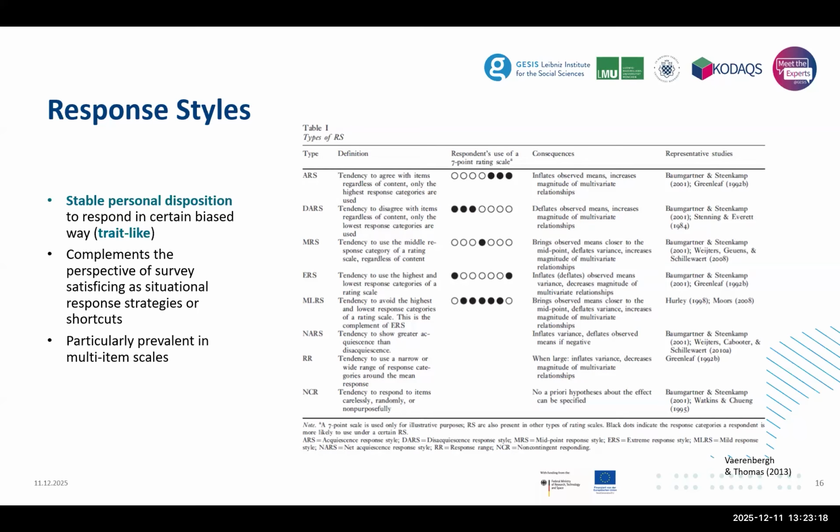And here we have an overview of these response styles from a paper by Wetzel and Thomas. I'm not going to discuss all of them. I'm just going to look in more detail at the ones that are covered by the Resquin tool. First, we have the acquiescence response style, which I already explained before. It is the tendency to agree with items regardless of the content. In this case, as we can see in the third column, if we have a 7-point rating scale, this means that only the highest response categories are used.